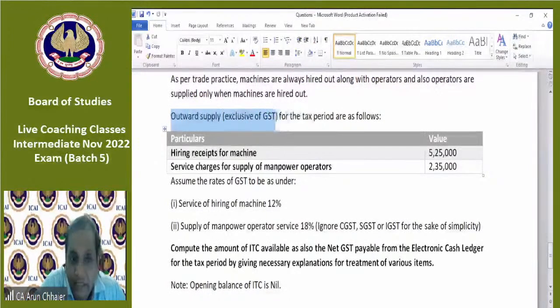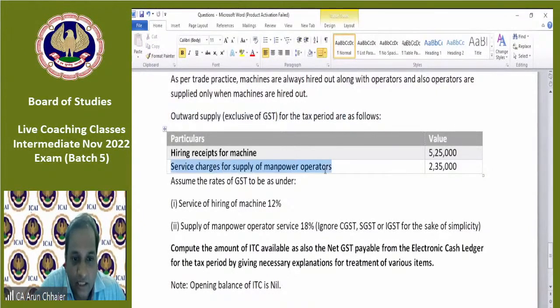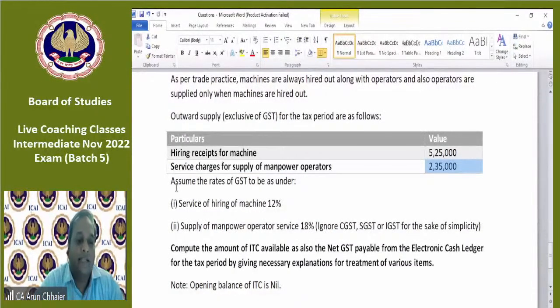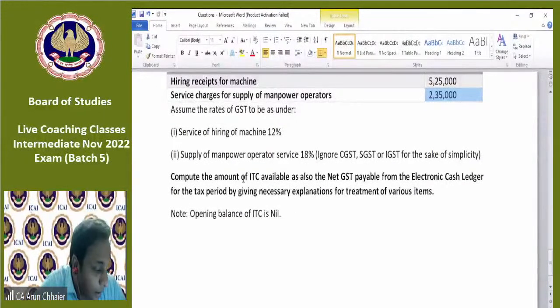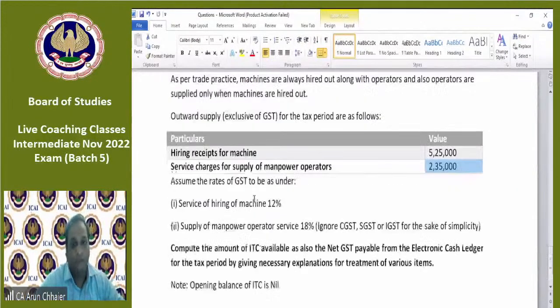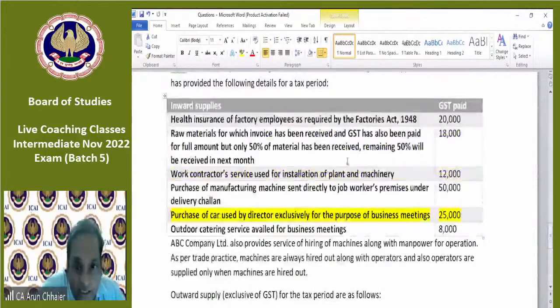Outward supplies excluding the GST for the tax period: hiring receipt for the machine, and service charge for the supply of the manpower operator. Assume the rate of GST on service of hiring of the machine is 12% and on supply of manpower service is 18%. You need to compute the amount of the ITC available as also the net GST payable from the electronic cash ledger for the tax period. Now, first tell me what is the total ITC which we have calculated.